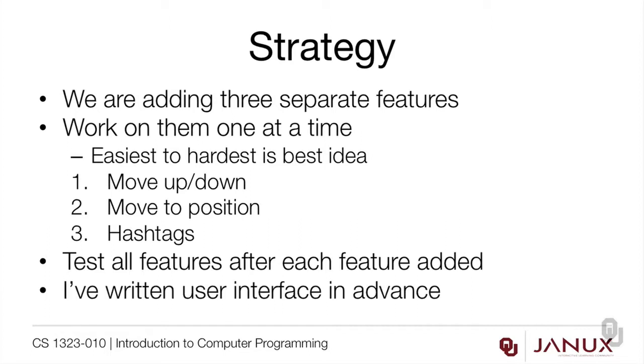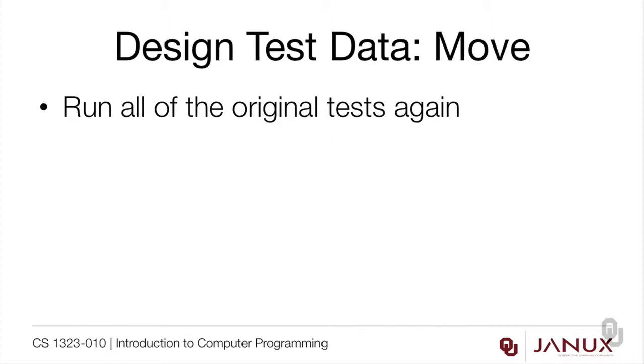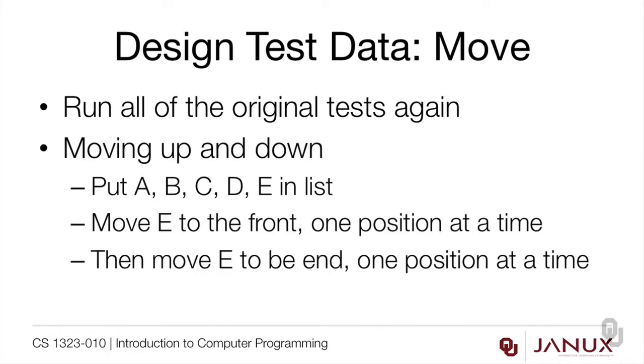Now, I've written the user interface in advance and written some of the signatures for the methods just to help us move along a little bit and get to the interesting part of the coding. The first thing we do, as always, is design our test data for move. So, of course, we're going to run all the original tests again. That's very important to know that we didn't break other things while we were doing move.